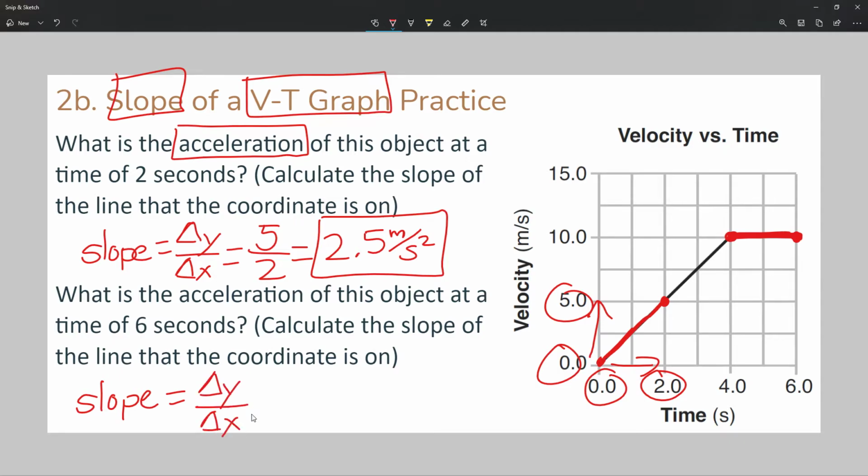So slope is delta y over delta x. What's delta y? Is your y changing here? No, we're not, because here it's 10, here it's 10. There's no change, 0. And your change in x from 4 to 6 is 2. So 0 divided by anything gives you 0. Which makes sense because your velocity is not changing here. From 4 seconds to 6 seconds, you don't have a change in velocity. And if you don't have a change in velocity, you have no acceleration. Your acceleration is 0.